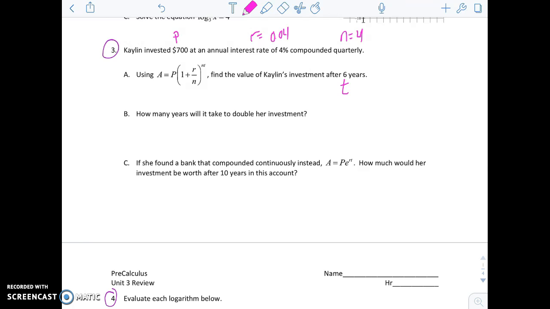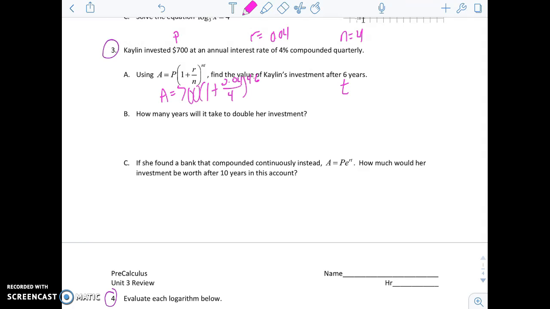So you could set up an equation like A equals 700 times 1 plus 0.04 over 4, to the 4 times 6 power. Right, and then we can take what we have here and put it in a calculator and get an answer in terms of money.